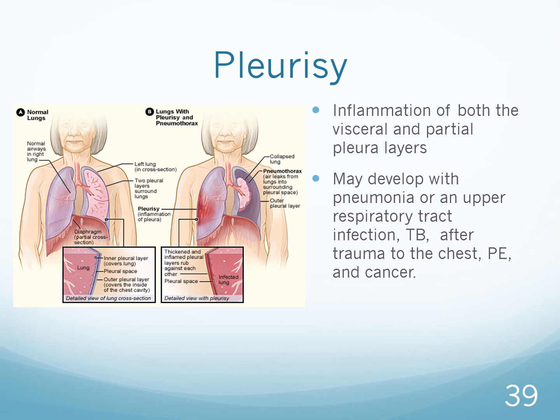Pleurisy could be minor in its nature. It could be because you got a baseball thrown into your chest. You have a football tackle. But it's an inflammation of both the visceral and the parietal pleural layers of the lung. It may develop with pneumonia or with an upper respiratory tract infection, TB, after trauma to the chest, pulmonary emboli, or cancers.